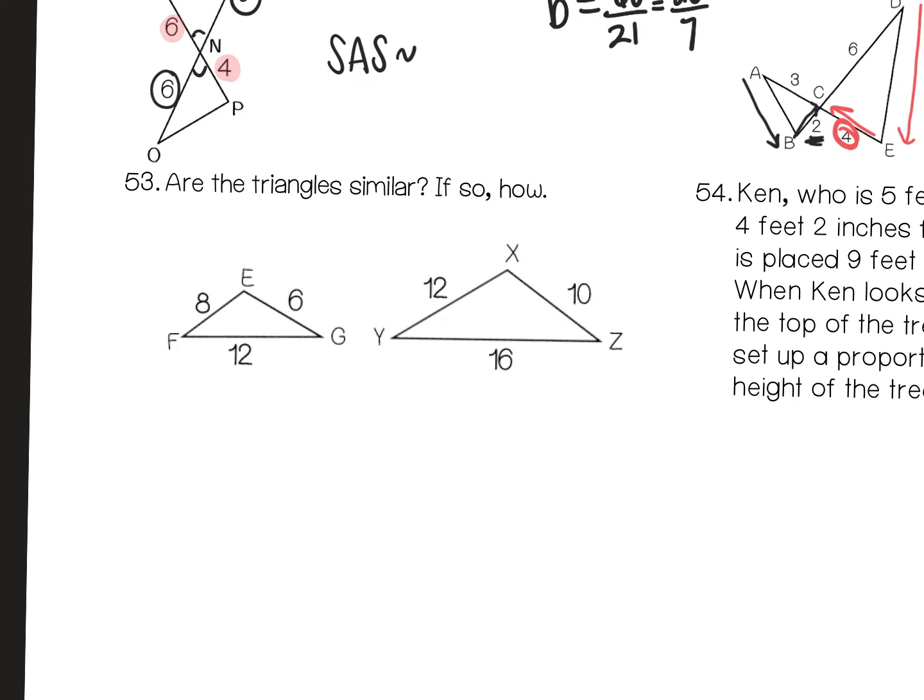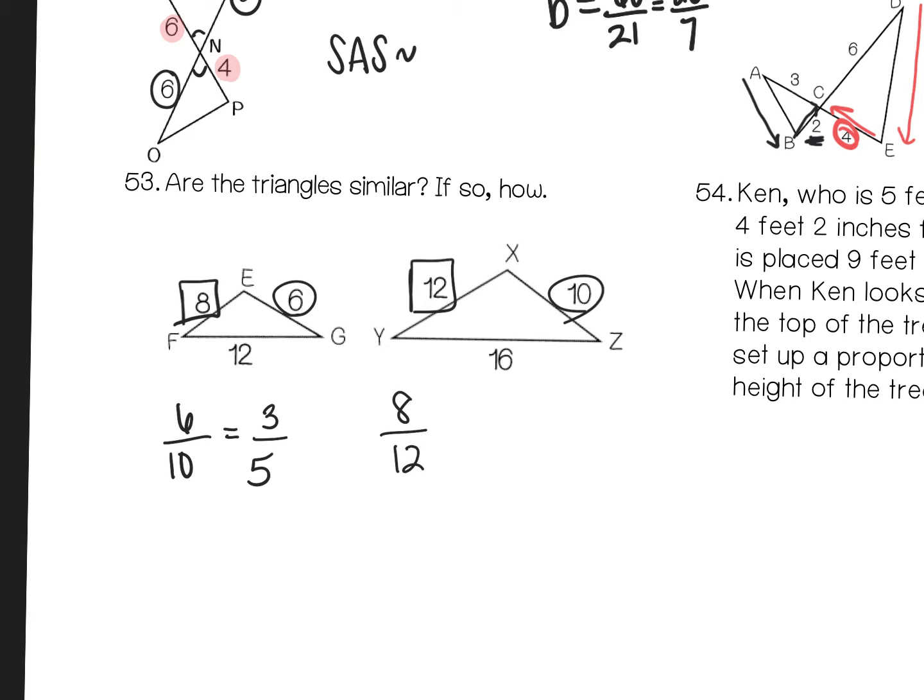Oops. So for 53, I would check to see if the sides are proportional to figure out if they are similar. So the smallest is 6 and 10. 6/10, I can divide both by 2, so that would be 3/5. The middle side is 8 and 12. 8/12, I can divide them both by 4, which is 2/3. Since these don't match, we just say not similar.